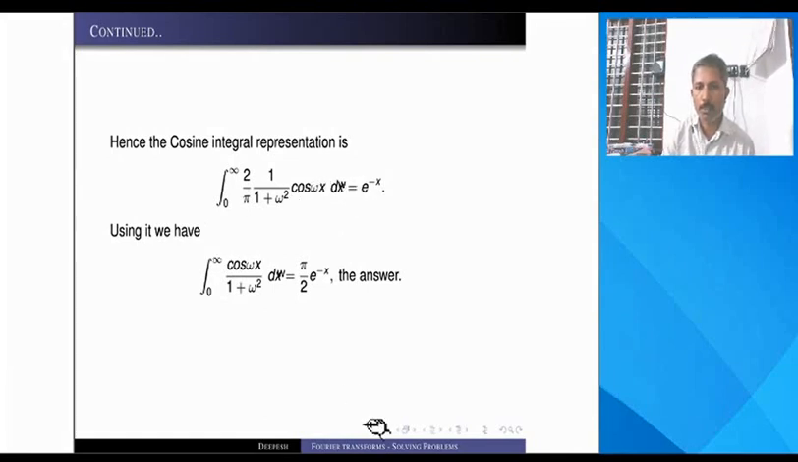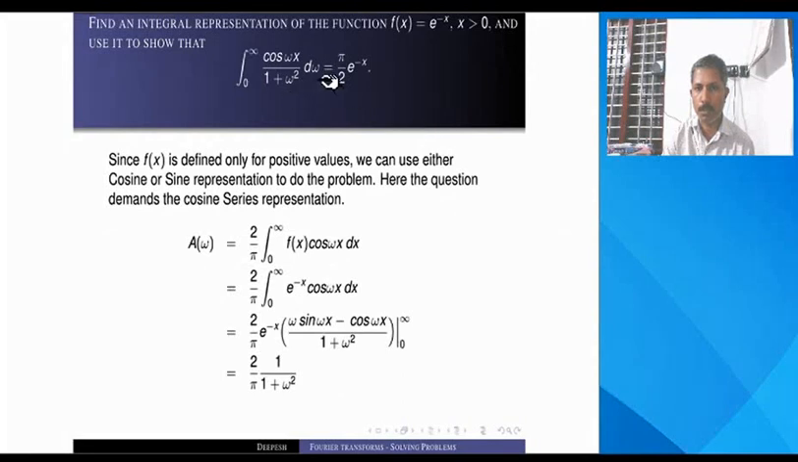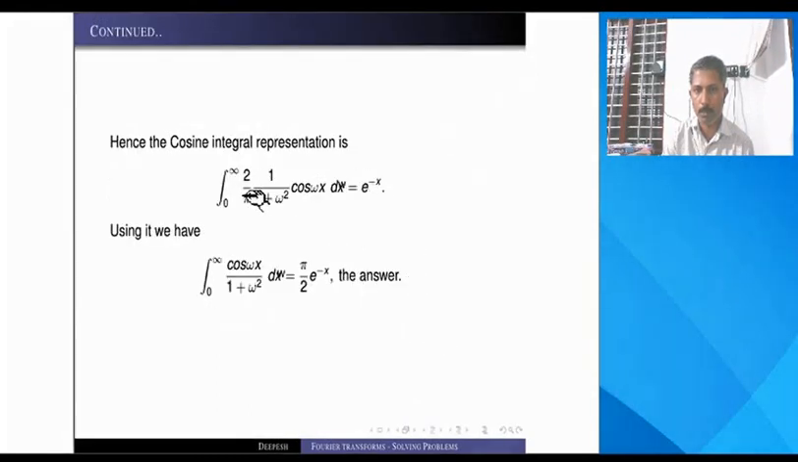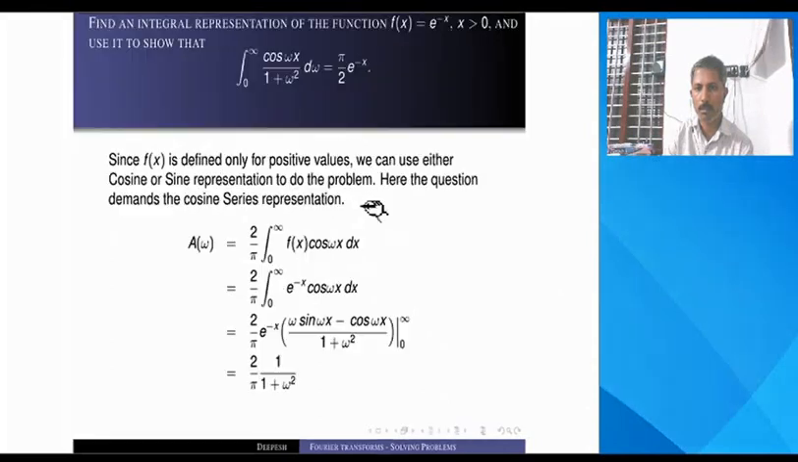So that's why we have made this correction. Now from this you need to find the solution of this problem, right? So this problem is having 1 by 1 plus omega square into cos omega x only inside, whereas here you have an extra 2 by pi. So you take the 2 by pi outside, because it's a constant, you can take it out of the integration, and you bring it to the right side. So it will be pi by 2 e raised to -x, which is the answer. So that's how we solve this problem.